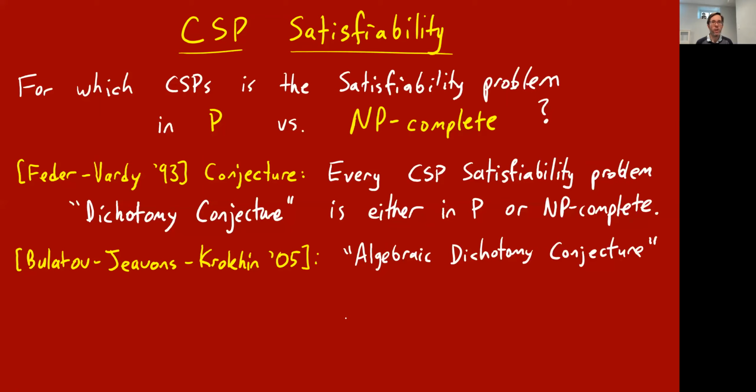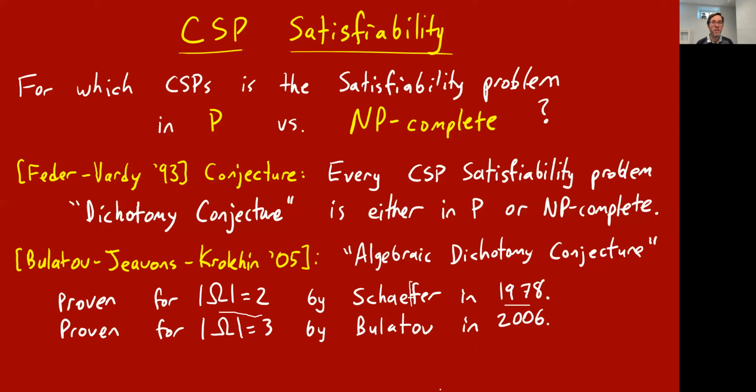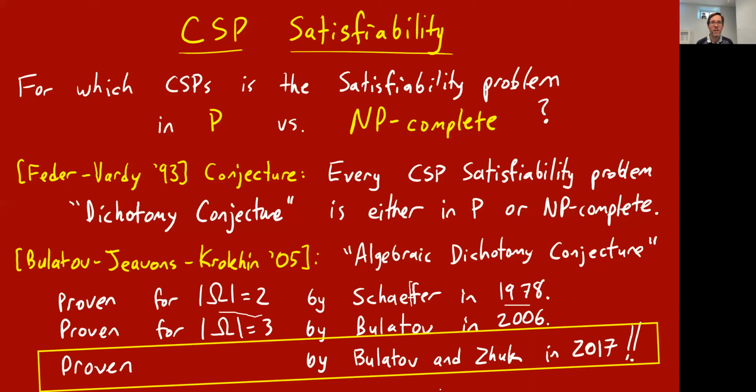So there's lots of work on this conjecture. It was proven when the domain size is 2, back in 1978, actually before it was even conjectured, by Schaefer. I think there's 2 F's in Schaefer. This is maybe a typo. So he proved that every Boolean CSP is in P or NP complete. And then in 2006, it was proven for CSPs where the domain is of size 3. And then in 2017, Bulatov and, independently, Zhuk proved it.